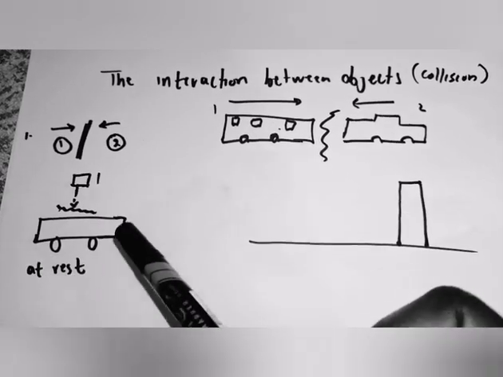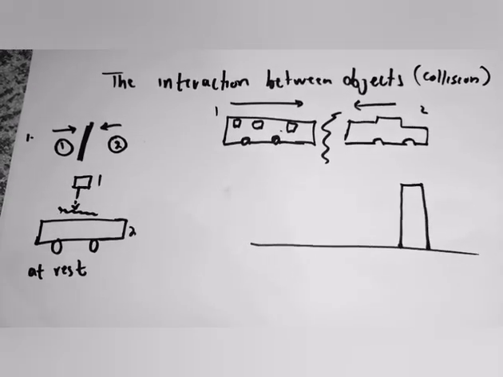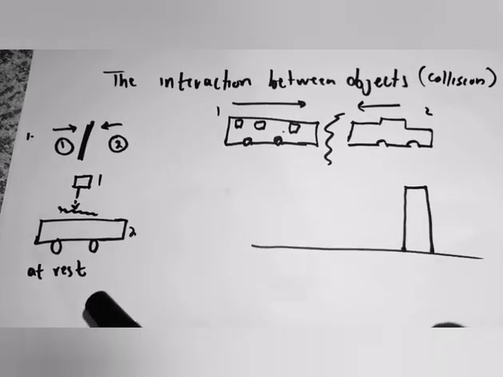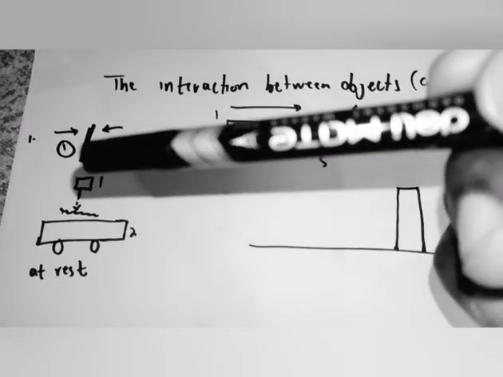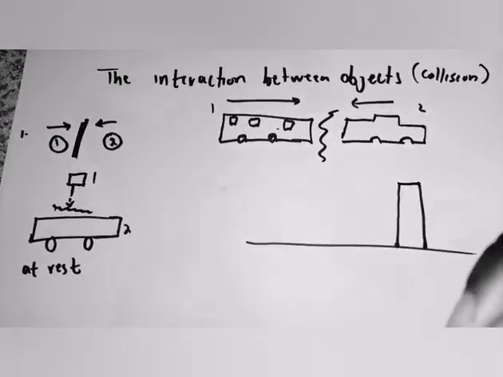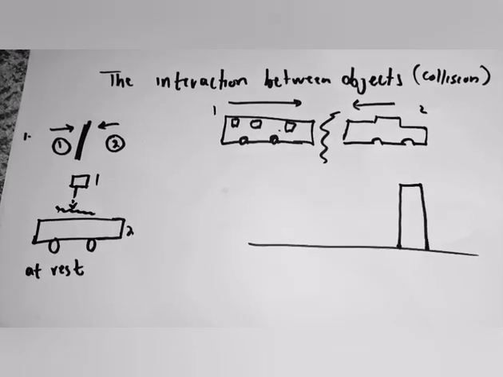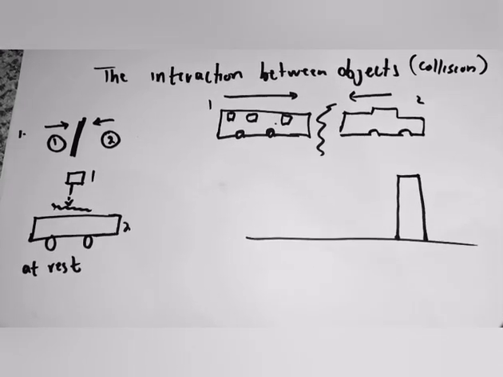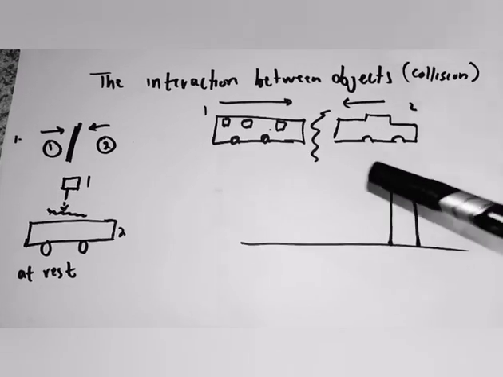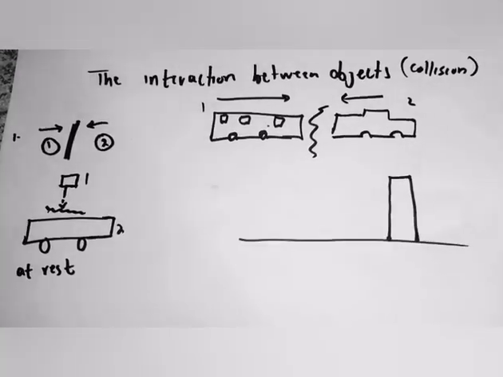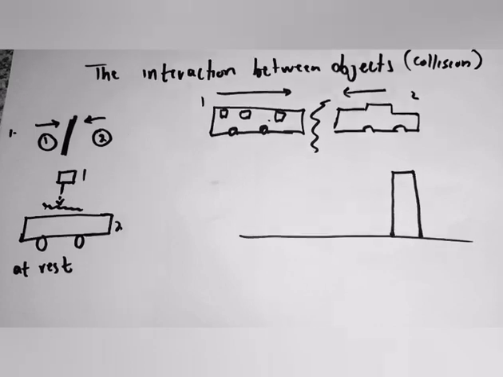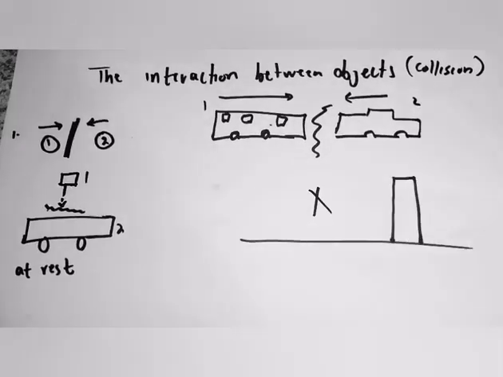Now here we have object 1 and the trolley at rest. So they throw that object inside the trolley. When the object gets inside the trolley, it interacts or collides. So don't worry about the last one here.